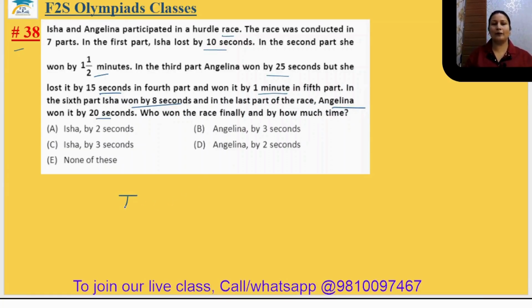So first find Isha's points. In the first part she lost, lost means minus 10 seconds. Then she won by 1.5 minute, which is 90 seconds. We will take the same unit. Minus 10 plus 90, and then she again won by 8 seconds, plus 8 in the sixth part. I think the rest of the parts were won by Angelina only. So 98 minus 10, 88 seconds.